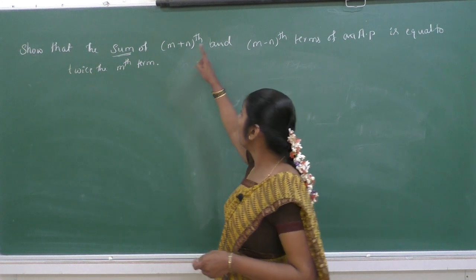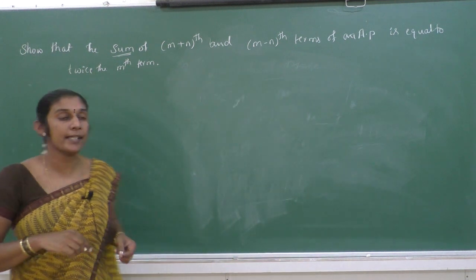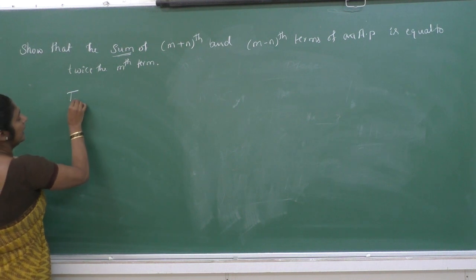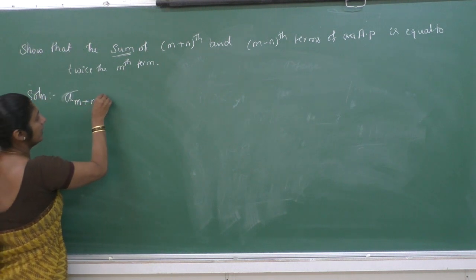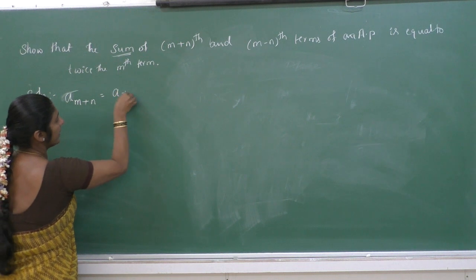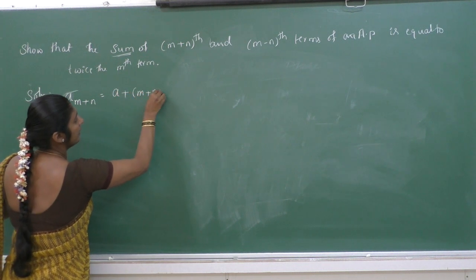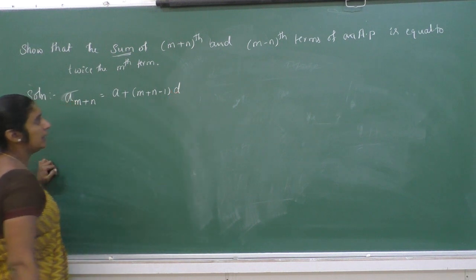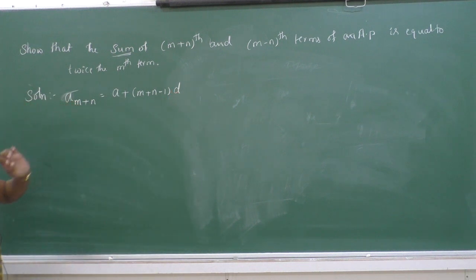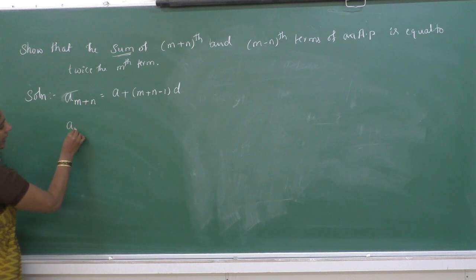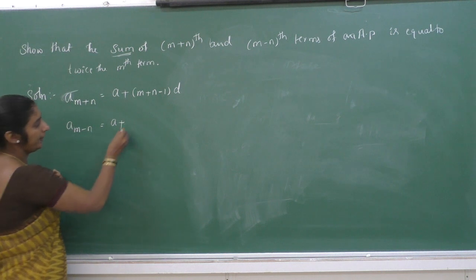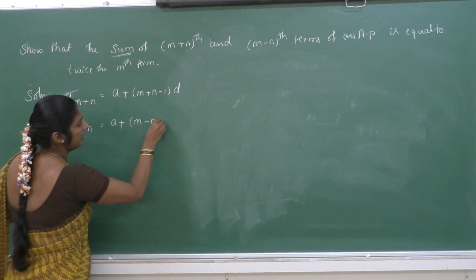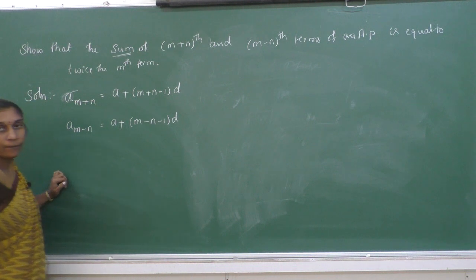Sum of m plus nth term, which is the m plus nth term in an AP, a m plus n. a m plus n is equal to a plus m plus n minus 1 into d. m plus nth term of an AP and m minus nth term of an AP. m minus nth term of an AP can be written as a plus m minus n minus 1 into d.